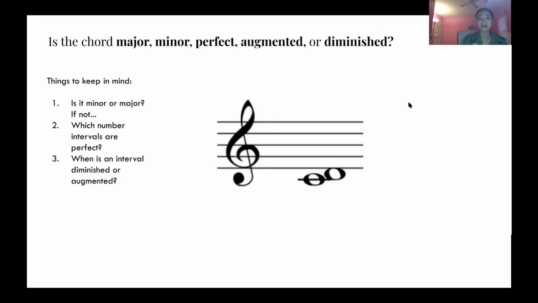So Dylan, which quality is this chord? Major, minor, perfect, augmented, or diminished? Major. Very good. And can you give the number? 2. Very good.